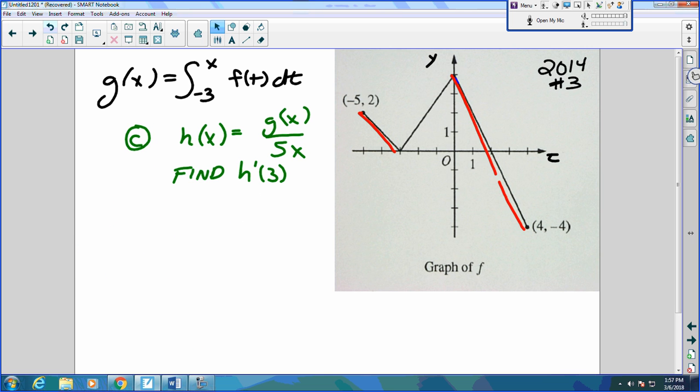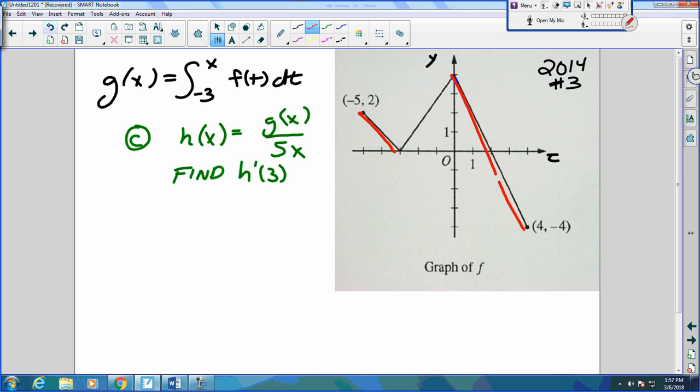Letter C. They are defining h of x as a function of g of x divided by 5x. They want h prime of 3. So what's the first thing you've got to do? You've got to find the derivative. And everyone, what kind of thing is this? Quotient. It's a quotient rule problem.